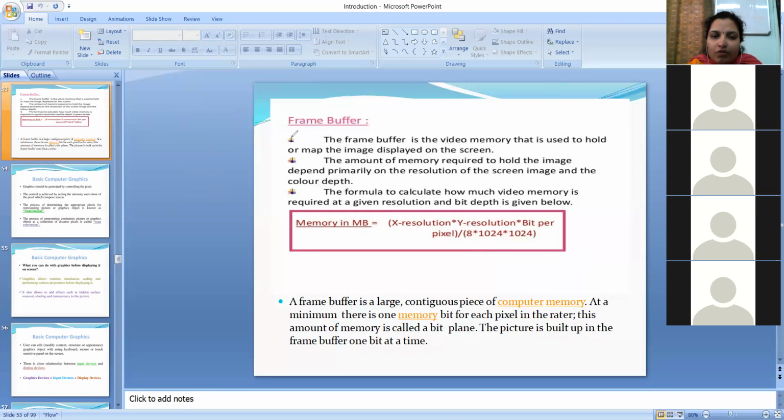All of you have understood what is frame buffer? Yes, ma'am. Okay, so the frame buffer concept is only regarding the memory requirement to store any image, and it has this fixed formula.